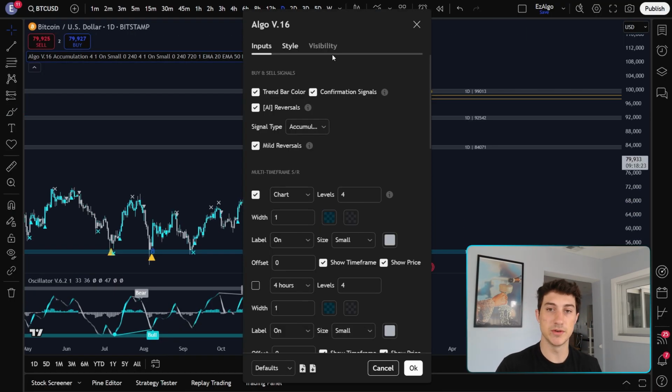market. So the easiest way to use the accumulation signals is to simply set alerts on a daily time frame for all spot pairs. For example, Bitcoin, ETH, Sol, any coin that you're looking to accumulate over time, you can just set alerts on TradingView for these accumulation signals.